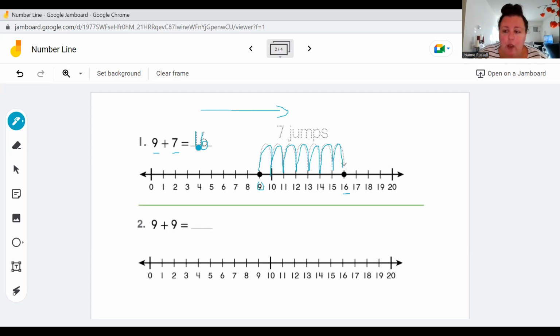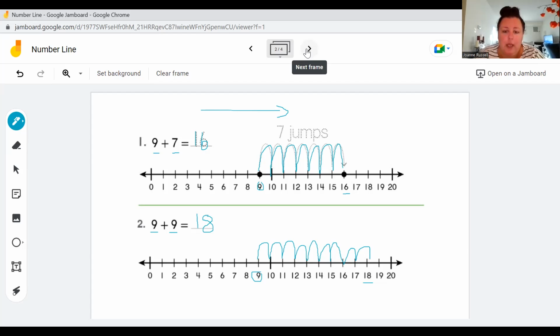All righty, let's move on and take a look at number 2. Now we're doing 9 plus 9. Once again, we find the first number, which is 9, and we're jumping forward 9 times. So let's jump forward from line to line. 1, 2, 3, 4, 5, 6, 7, 8, 9. We landed on 18. So 18 is the answer. 18 is the sum to 9 plus 9.